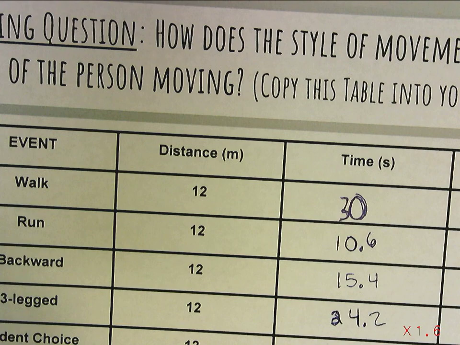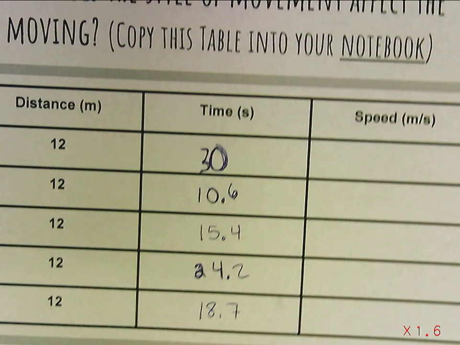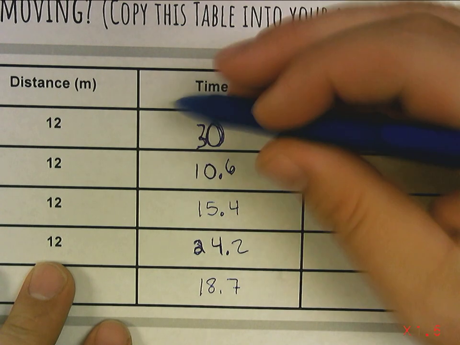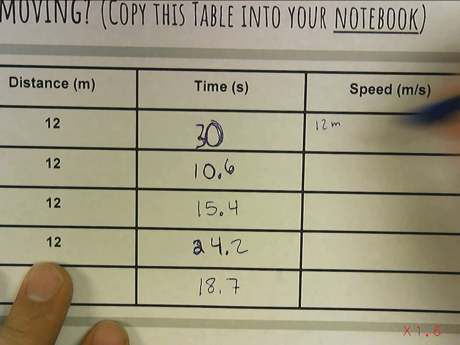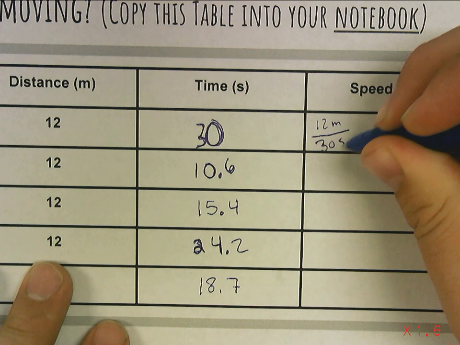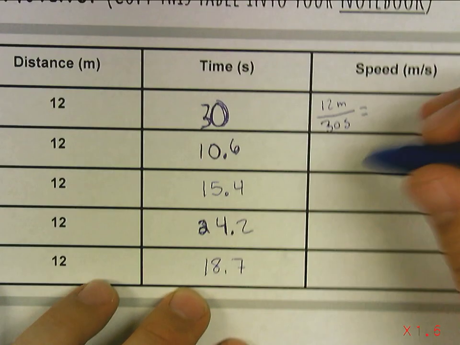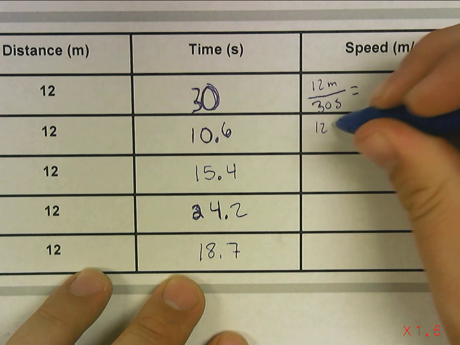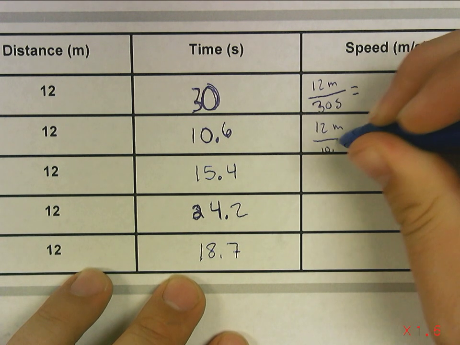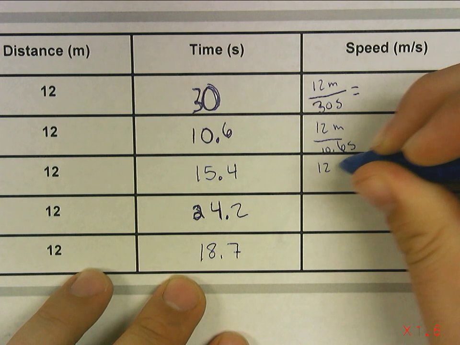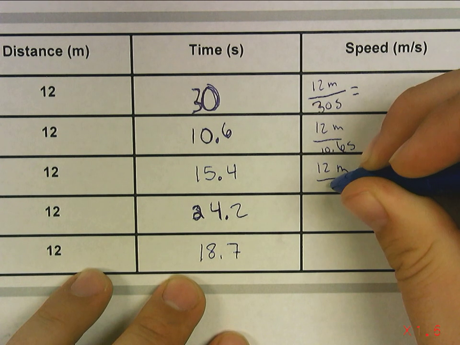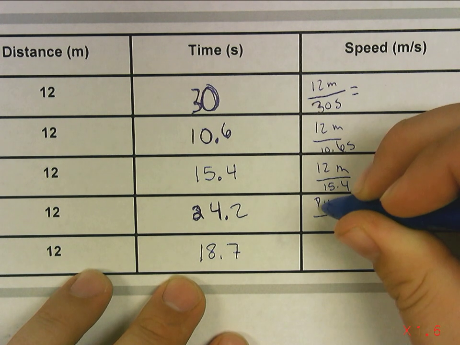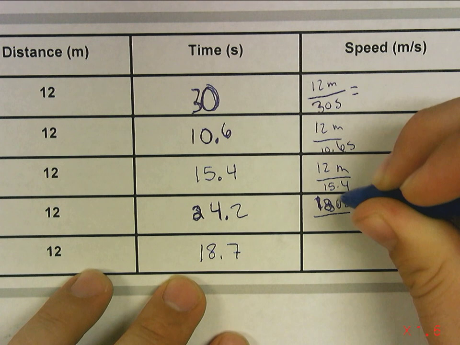Alright, so now let's go ahead and calculate. Okay, so we're going to calculate these speeds. So I'm going to go ahead and lay it out. I'm going to put distance over time. So 12 meters divided by 30 seconds. Okay, I'm just going to calculate all of these out. So again, that's distance divided by time. So 12 meters on all of these divided by the time in seconds. Oops. So it was supposed to be 12 meters on top.